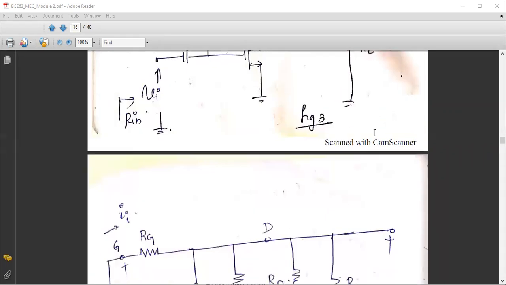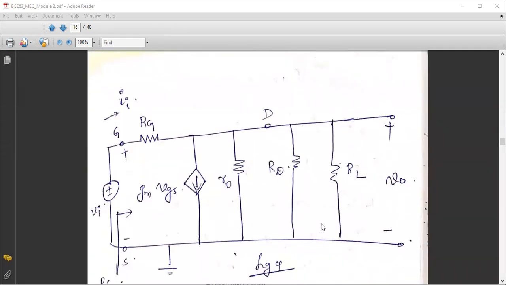To find the gain, first of all, we have to draw the equivalent circuit. I have already explained this. Here you can see across the drain and source, we have three resistances. Normally, these are the two physical resistances, RD and RL. Apart from that, I have also included R0. Why? Because in the question they have given the early voltage, which means we have to consider the channel modulation effect, because of which there exists a finite output resistance R0 given by VA divided by ID.